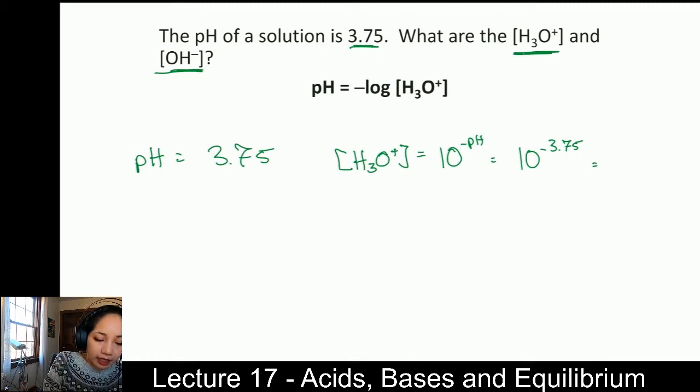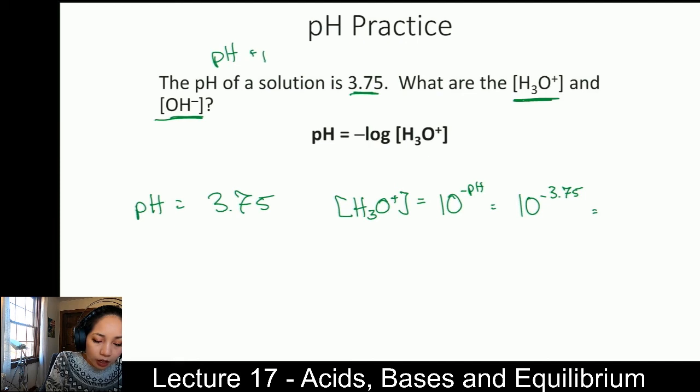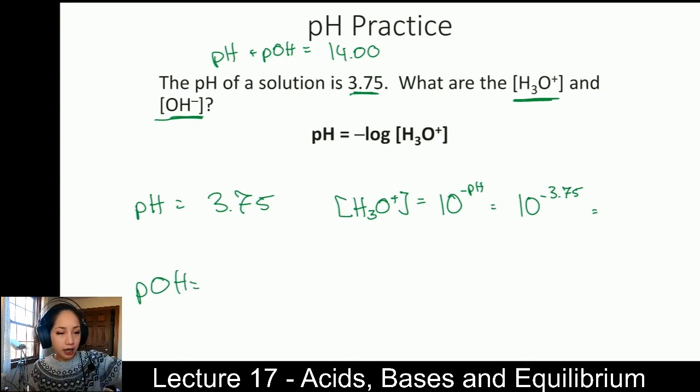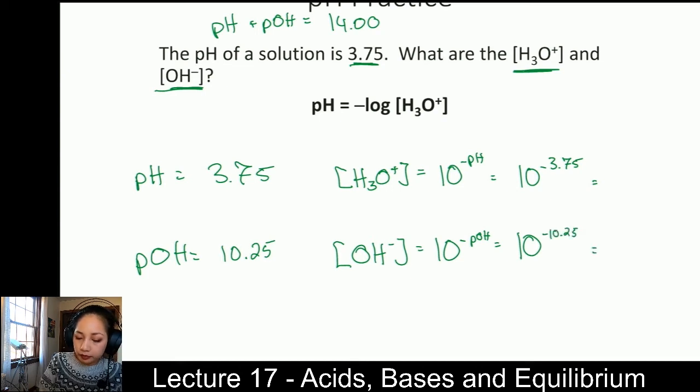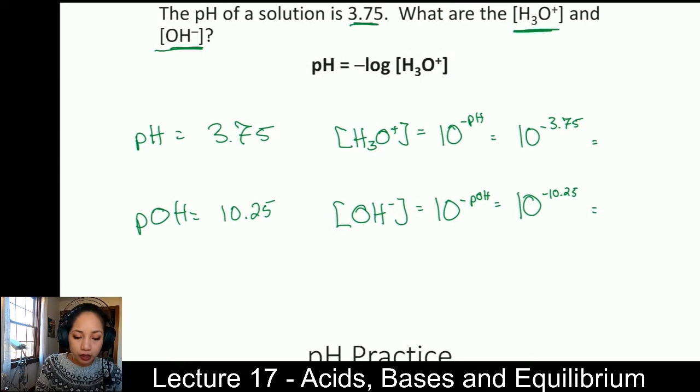Also remember, pH plus pOH always equals 14.00. So that means pOH equals 14 minus that number. pOH equals 10.25. And so we do the same thing. All we have to do is undo that logarithm. So our hydroxide concentration is equal to 10 to the negative pOH. So what you'll put in your calculator is 10 to the negative 10.25. All right. And so those are our two concentrations.